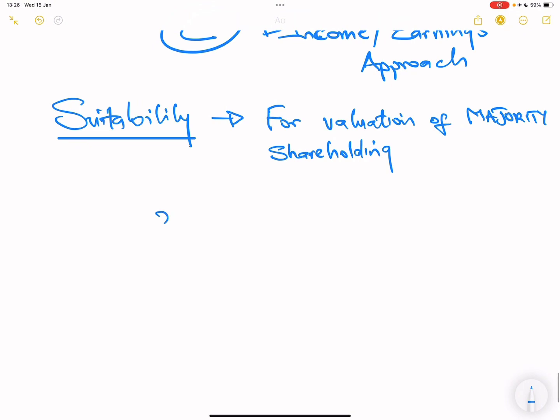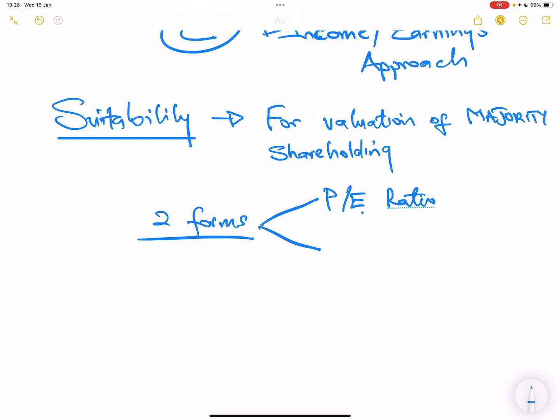And here we'll look at two forms. The first one is the PE ratio approach. And then earnings is there, and the other one will be the earnings yield approach. Those are the two forms that we'll be looking at.